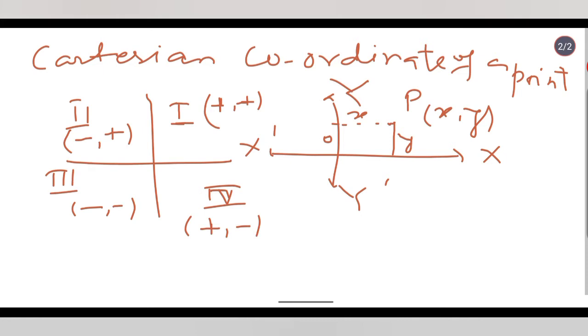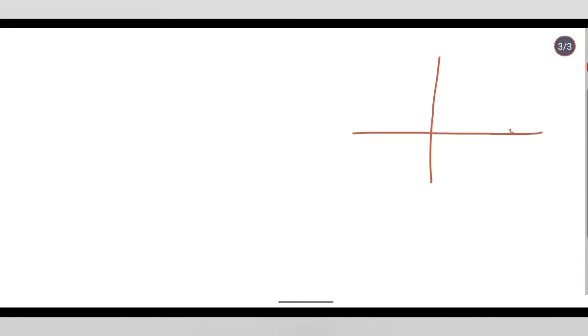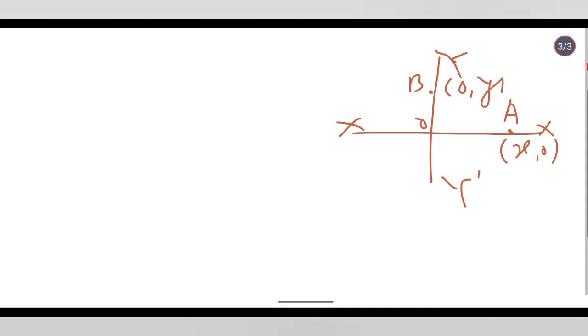Now move to distance formula. Basically, let me tell one thing here. If we have to choose a point A lying on the x axis, its coordinate will be x, 0. Since it is completely lying on the x axis, the y coordinate is 0, and for any point on the y axis, its x coordinate will be 0. Now move to distance formula.